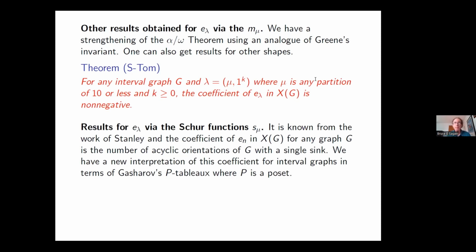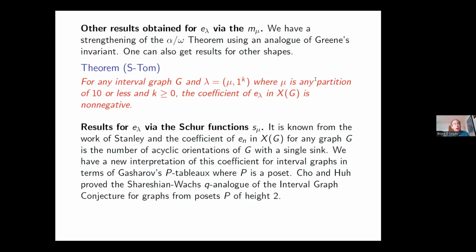So P here is a poset. There are other people that have used this idea of going via the s basis. Cho and Huh have proved the Shareshian-Wachs q-analog of the interval graph conjecture. In the Shareshian-Wachs case, there's a new parameter called the ascent number of a graph, and you use q to the number of ascents. They have been able to prove it for posets P of height at most 2. And then with another co-author, Hong, they were able to prove the original conjecture, when q is 1, for height at most 3.